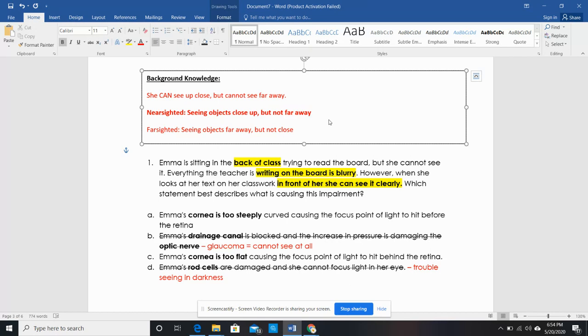What's happening to the cornea in nearsightedness? Is it too steep or is it too flat? What do you think? If you said that the cornea is too steep, you are correct. If the cornea had been too flat, that would have been farsightedness, not nearsightedness.